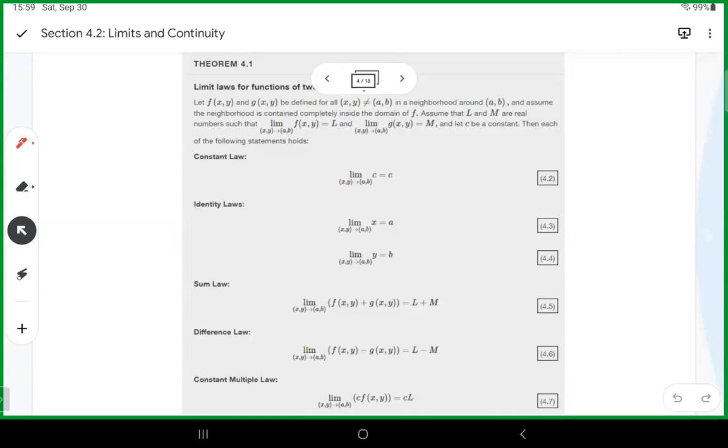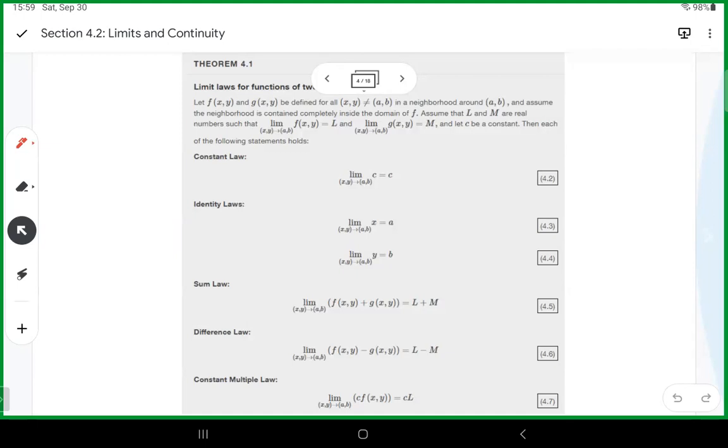So we have limit laws of functions of two variables. First, the constant law: if it's the limit of a constant, then that is going to be equal to the constant. If the limit is approaching x, then the answer is going to be a. If the limit is approaching y, then the answer is going to be b. We have the sum law, which is L plus M. We have a difference law, L minus M. The constant multiplier will be C times L.